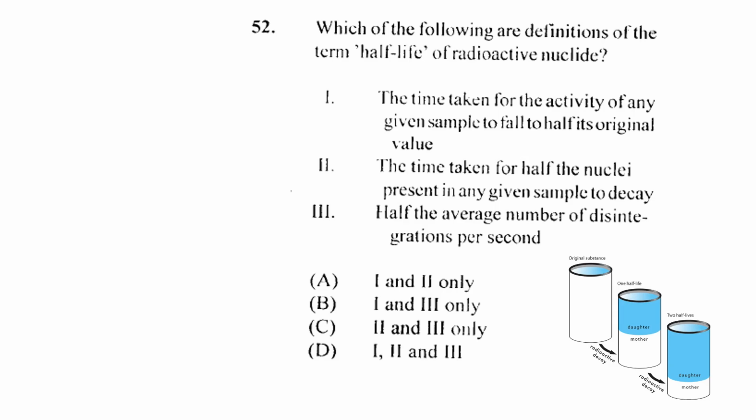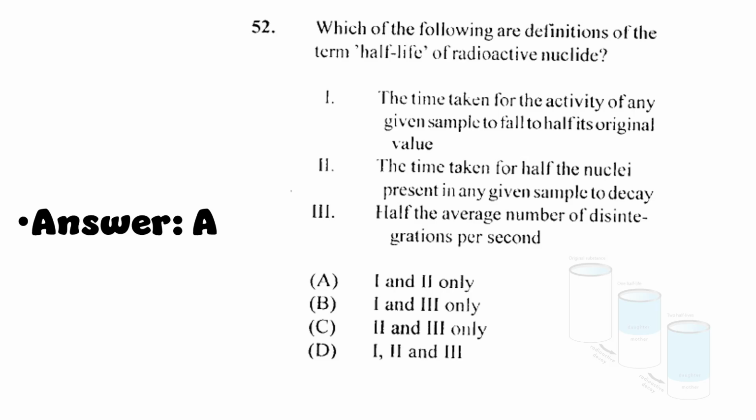1. The time taken for the activity of any given sample to fall to half its original value. 2. The time taken for half the nuclei present in any given sample to decay. 3. Half the average number of disintegrations per second. And our options are A, 1 and 2 only, B, 1 and 3 only, C, 2 and 3 only, or D, 1, 2, and 3. The answer is A, both 1 and 2.